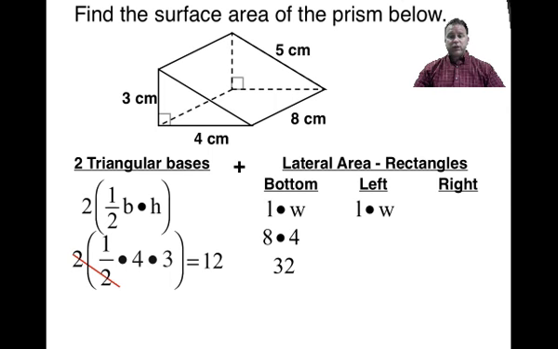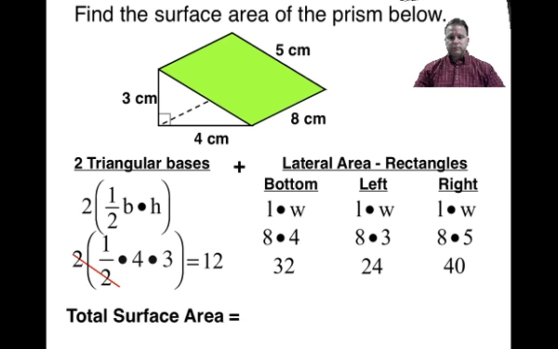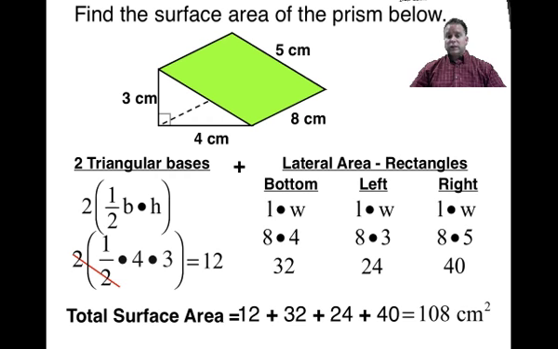Now let's look at the left. Again, it's length times width. It's a rectangle. What would be the dimensions for the left hand rectangle? Hopefully you said 8 times 3, which is 24. Now we'll do the right. What would be the dimensions for the right hand rectangle? 8 times 5, which is 40. So we add 12 plus 32 plus 24 plus 40. That gives us 108.